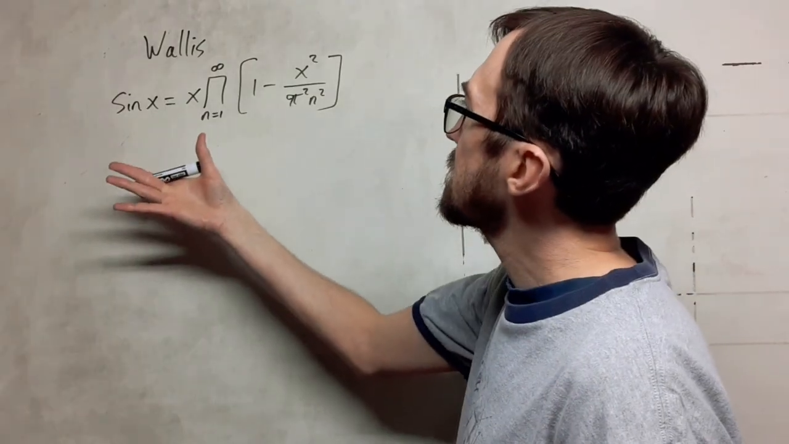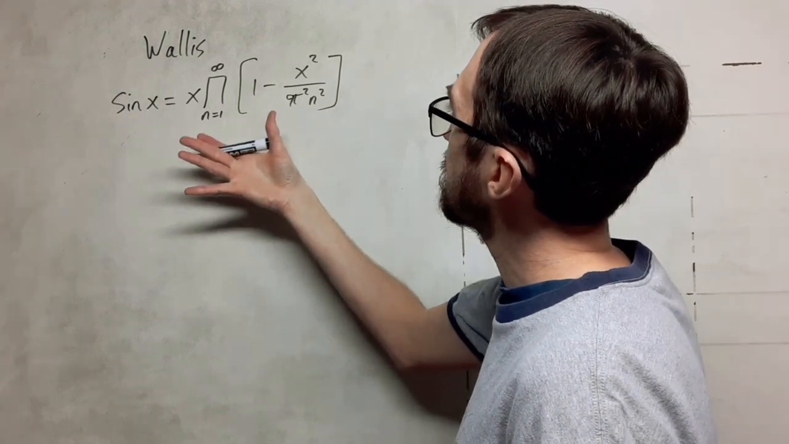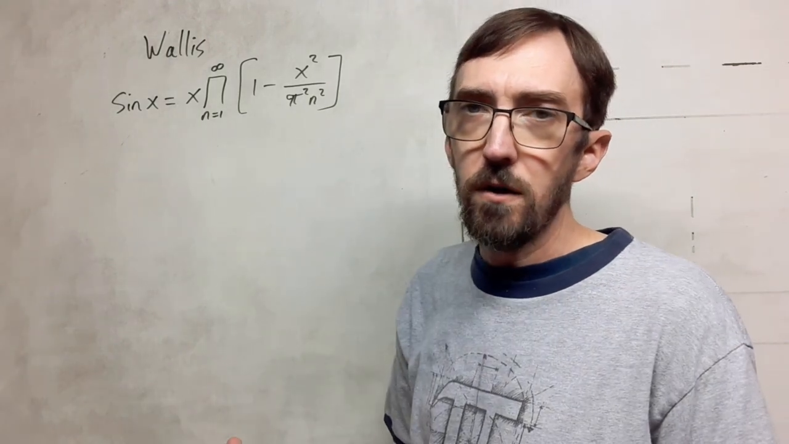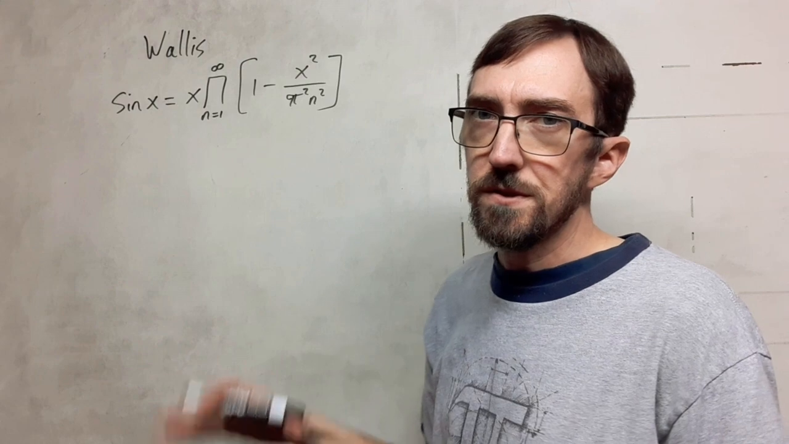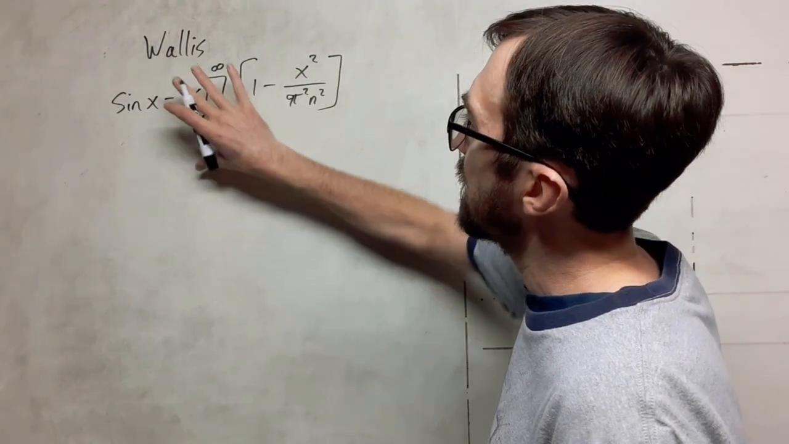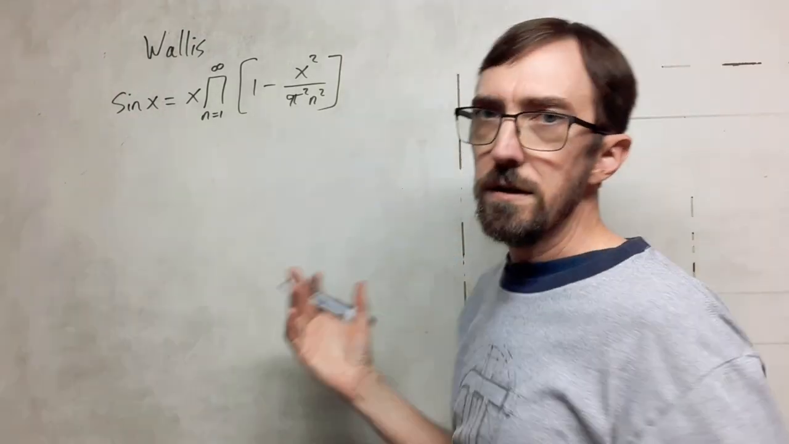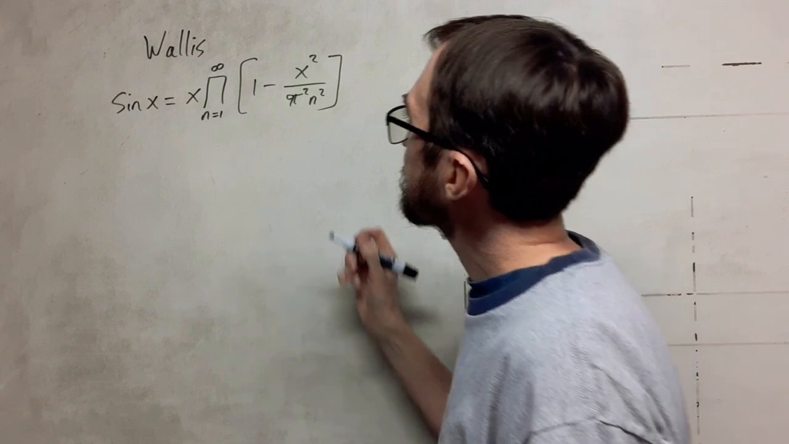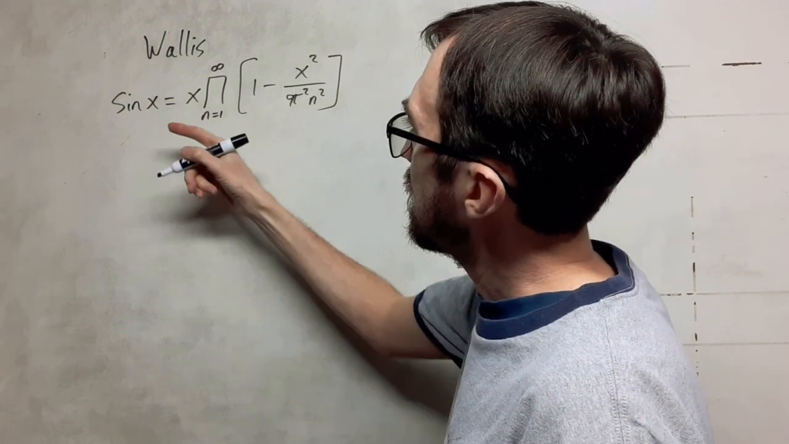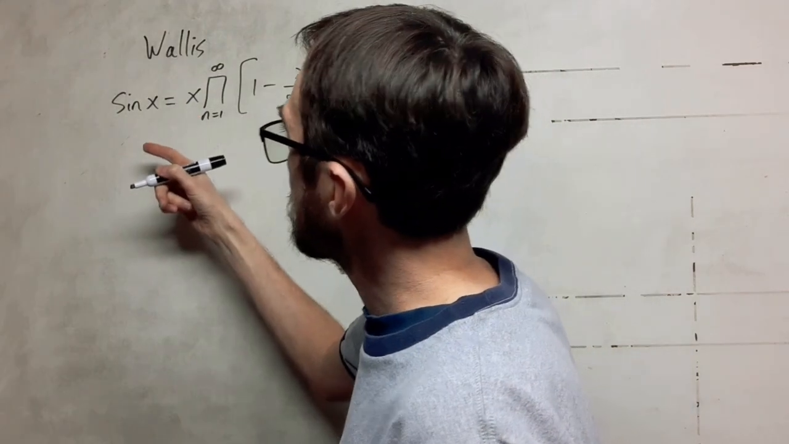Wallis used this expression for sine x, which is a product. This is product notation, which goes well with the video since we're talking about pi functions. This isn't really a pi function, but it does use capital Pi for product notation, and it also includes the number pi in the formula. Wallis used pi halves here, so this is radian measure.